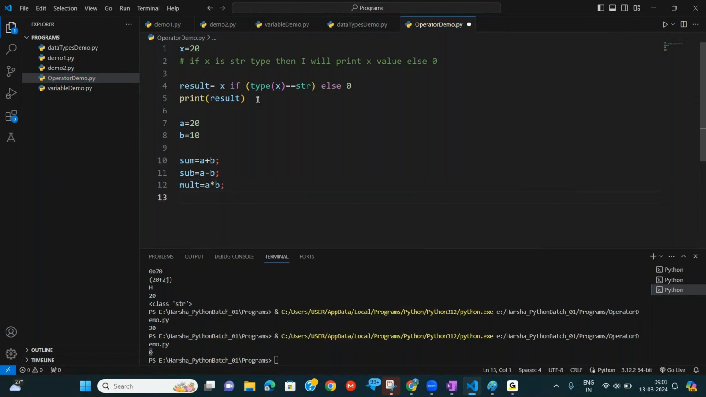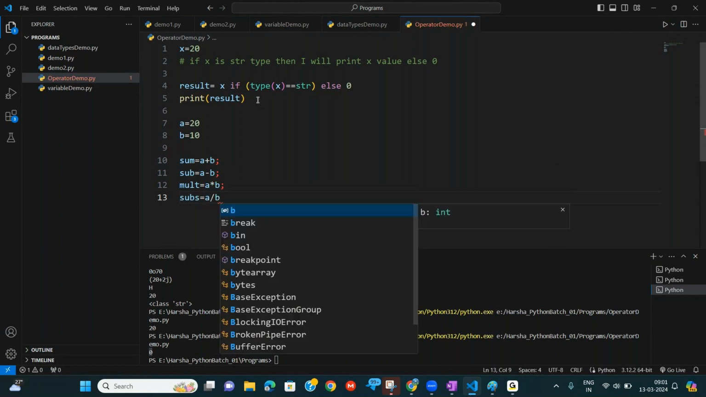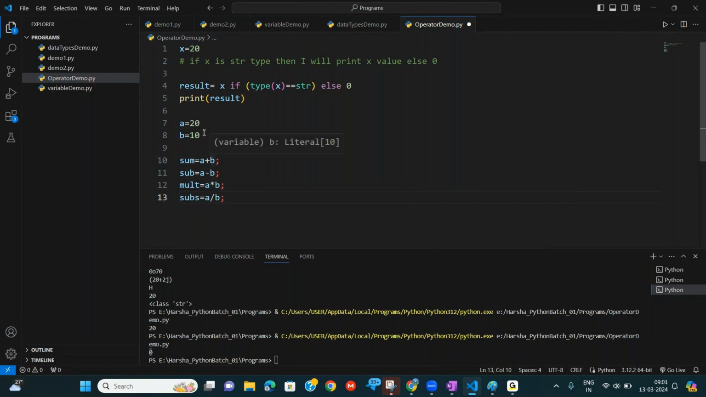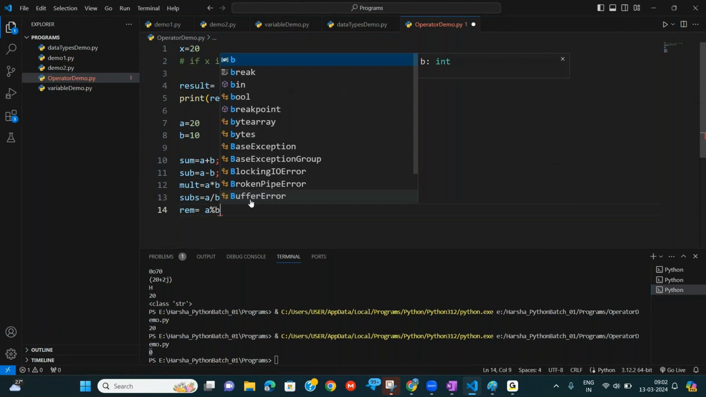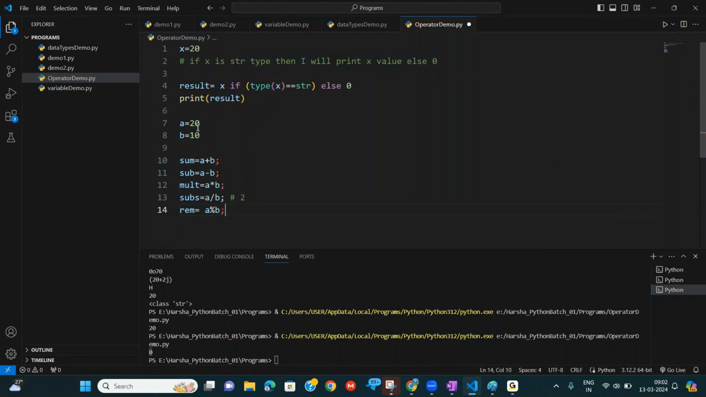Now, if I'm trying to perform division, I need to use a divided by b. If I divide 20 by 10, I will get the output as 2. Now, if I'm trying to find the remainder, I need to perform a modulus b. When I divide 20 by 10, what is the remainder? The remainder is 0, because 20 is totally divisible by 10, so there will be no remainder. So I will get the return as 0.